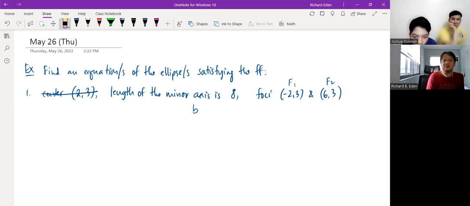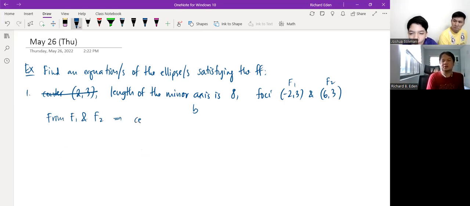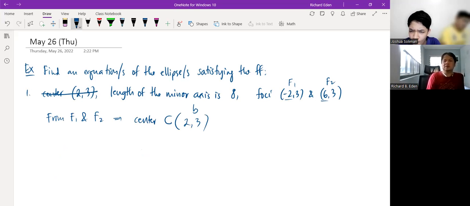All right. So given the foci F1 and F2, the center C would be the midpoint. So the y coordinate is 2: -2 plus 6 is 4, divided by 2. So it's 2. So that means the value of c is the distance from the center to any of the foci. So this is going to be a horizontal distance, 4 units.